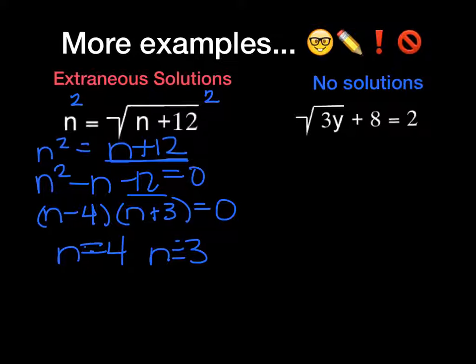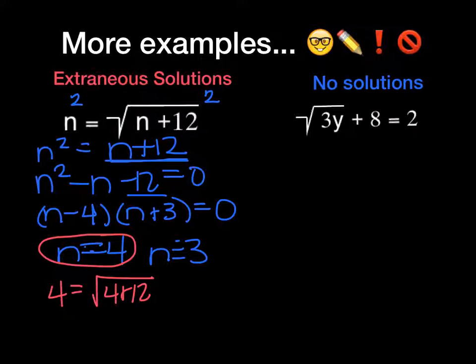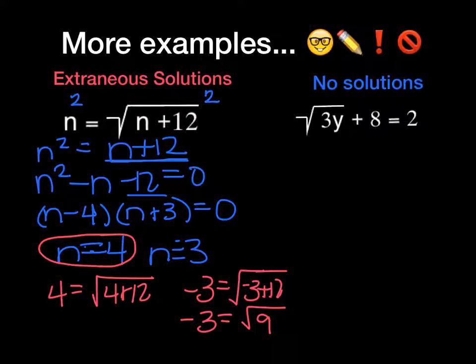But if I plug these back in, if I plug in 4, I get 4 is equal to the square root of 4 plus 12. And that's true because 4 is equal or equivalent to the square root of 16. So 4 works. When I plug in negative 3, I get negative 3 is equal to the square root of negative 3 plus 12. Negative 3 is not equivalent to the square root of 9.